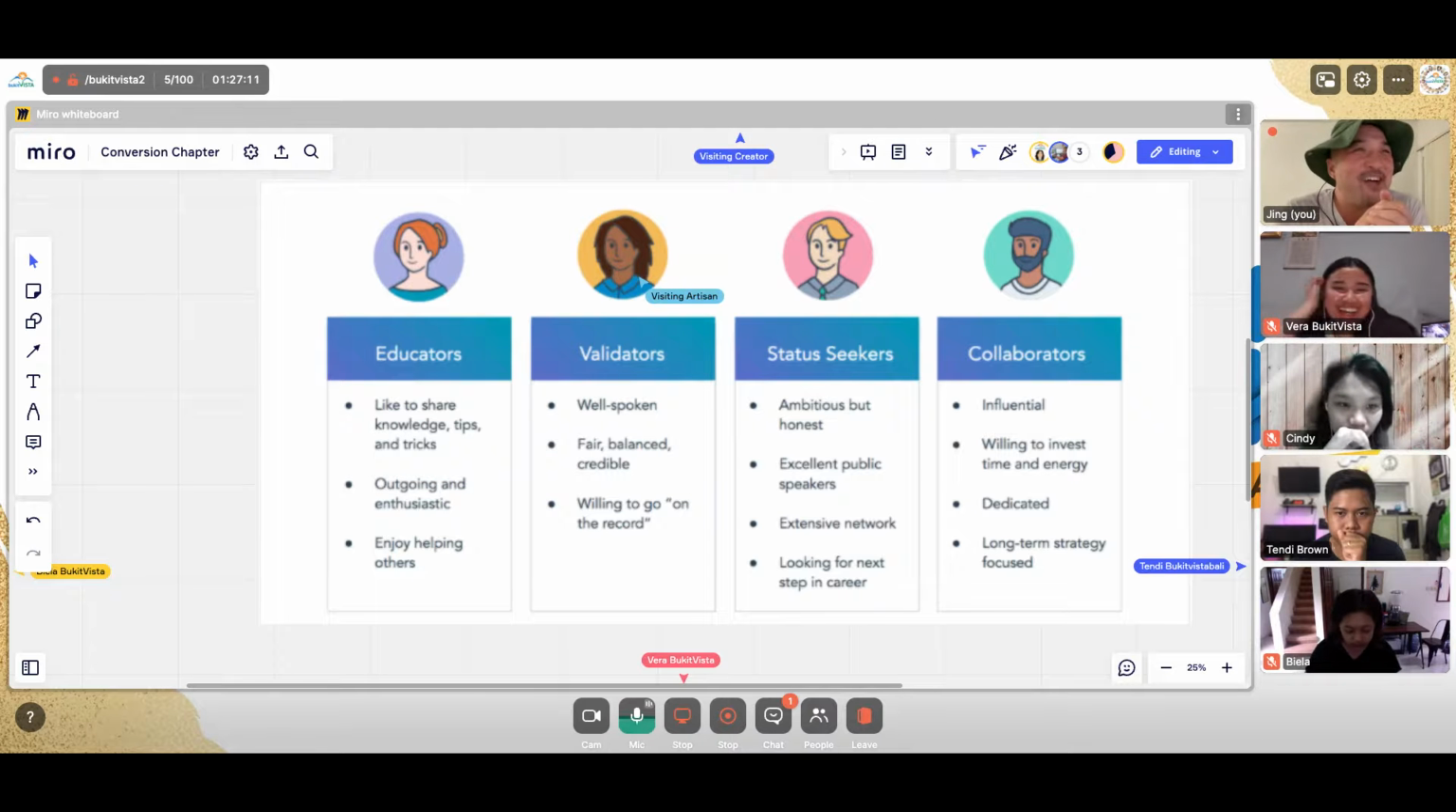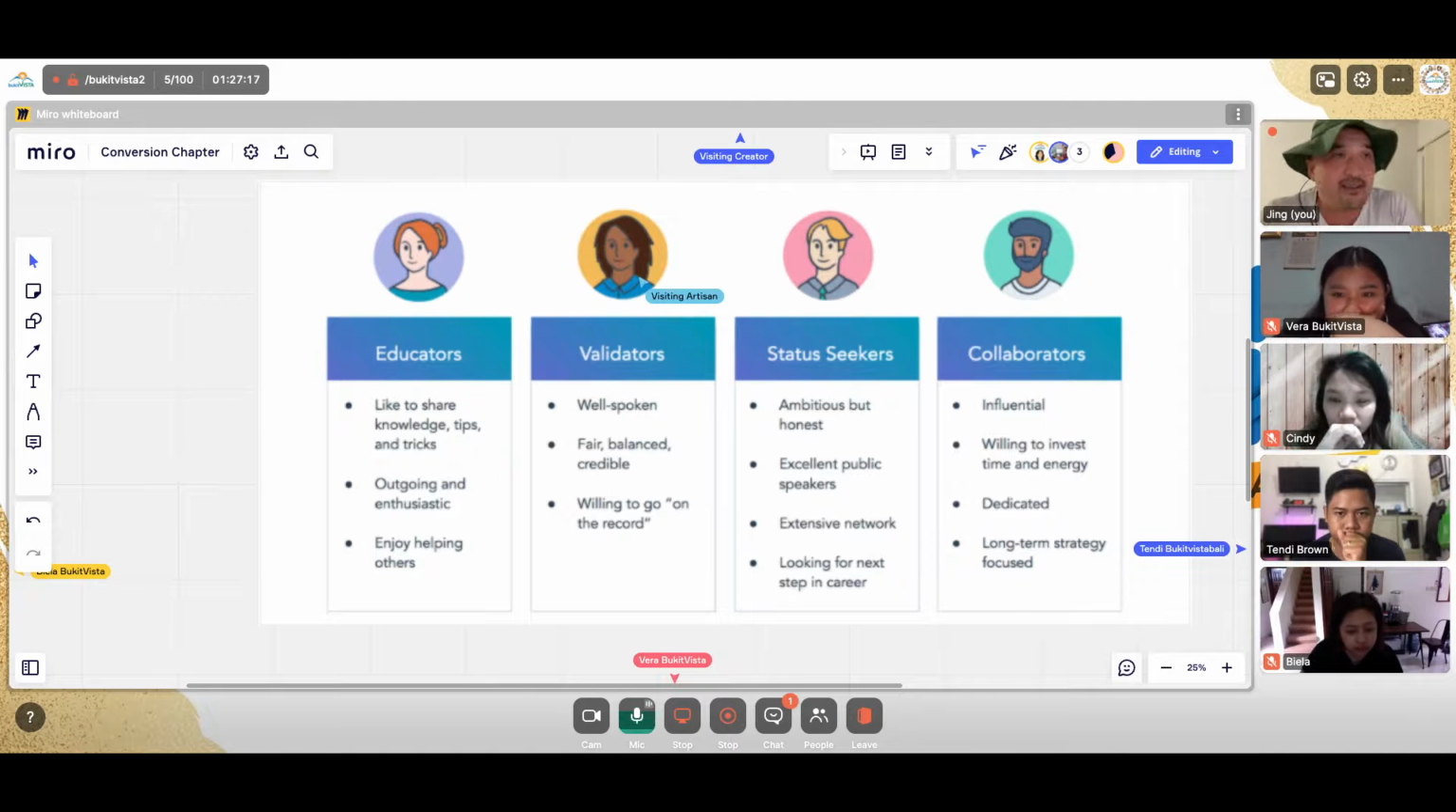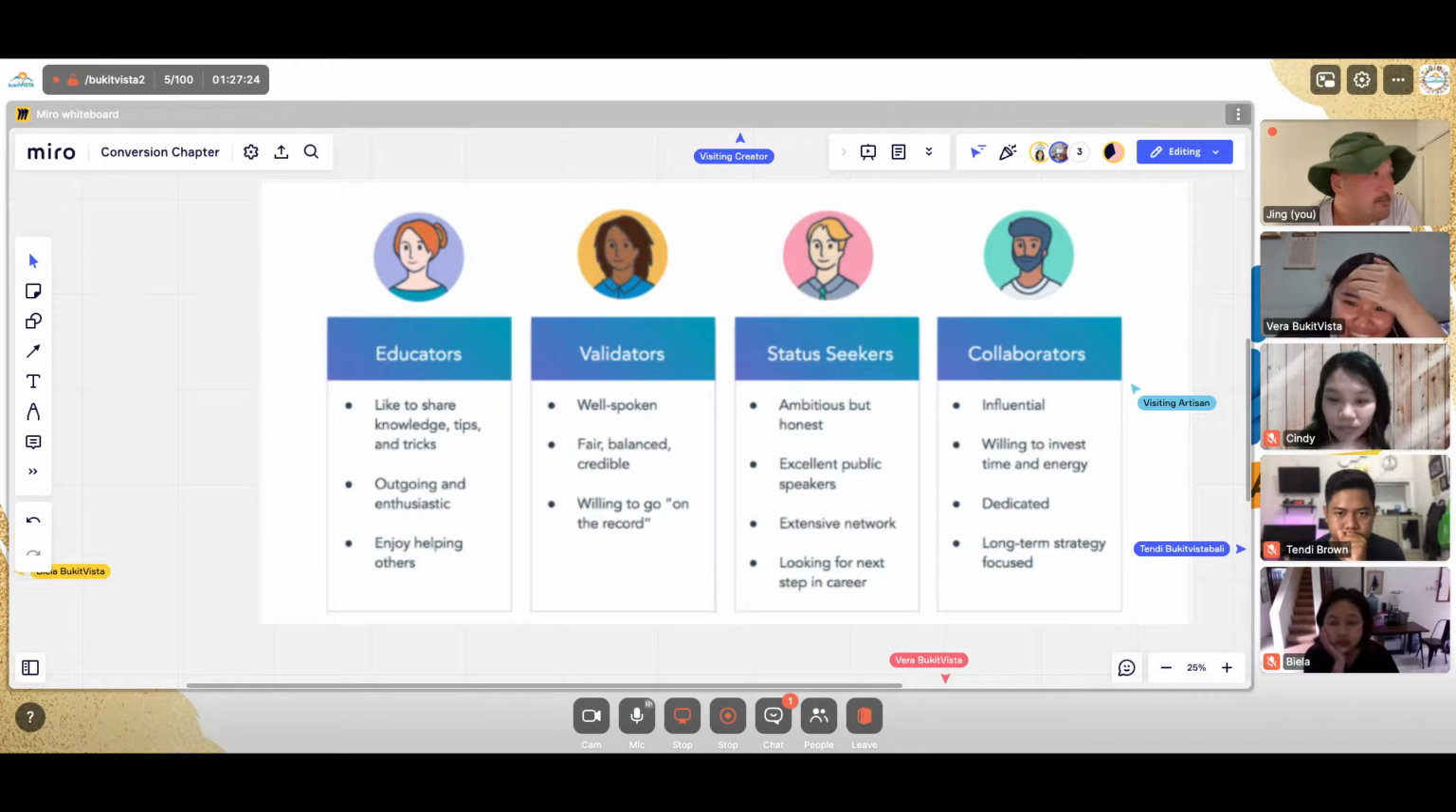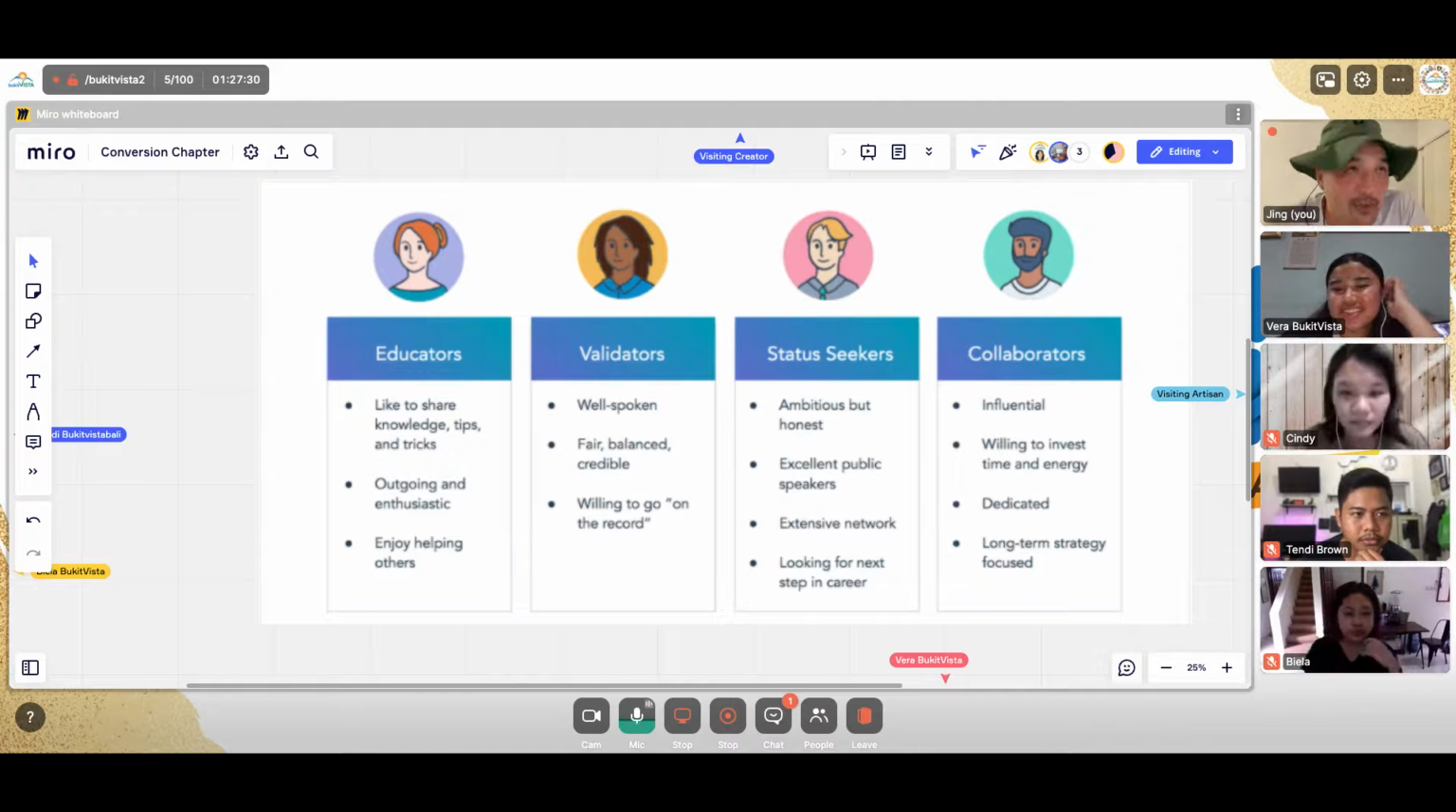Vera, have you identified any? Okay, let's say Audrey. Which advocate do you think Audrey belongs to? Interesting question. I would categorize Audrey as a validator. Validator, I would tend to agree. Yes, validator seems pretty accurate.